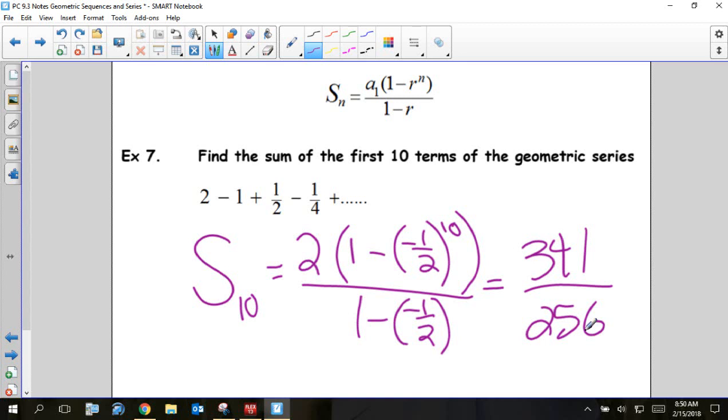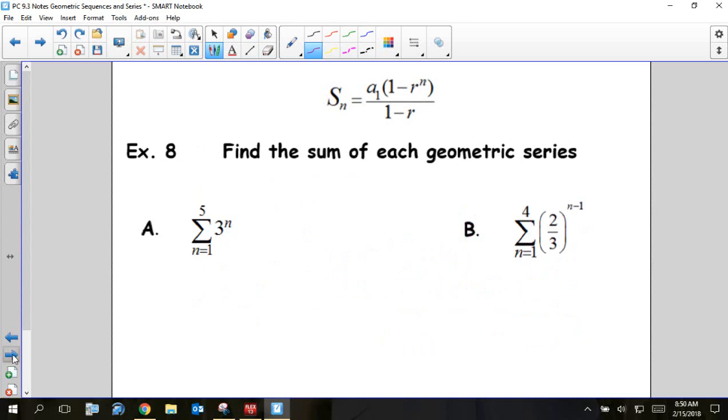If you're having trouble getting these answers, put your hand up. I'll come troubleshoot your calculator with you. Here's the next one. These I do not want you to just straight up type in with the summation. If you can do that, you can use it to check. What I want you to do is use this formula.